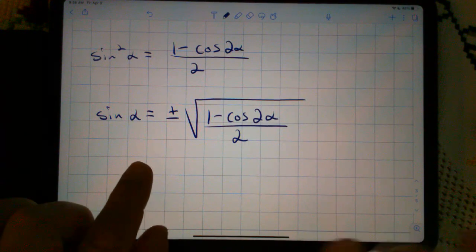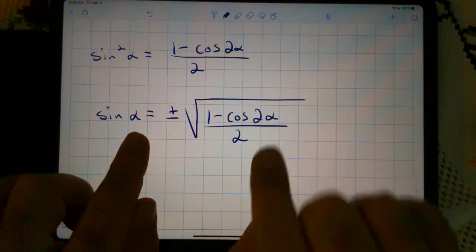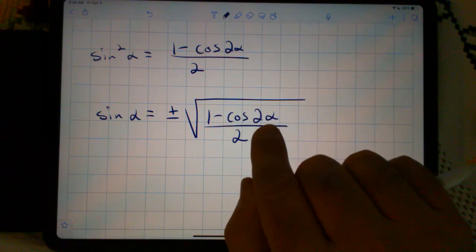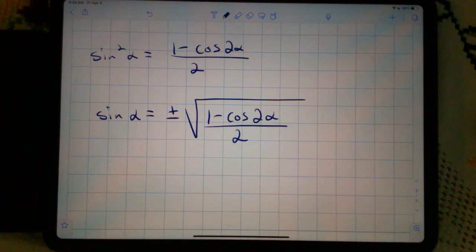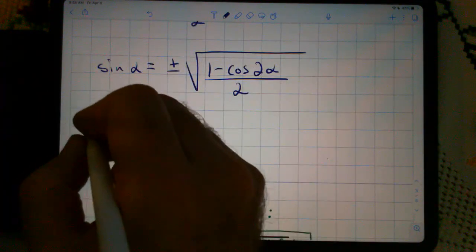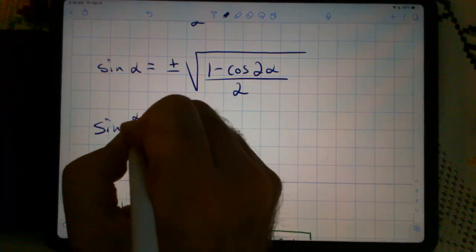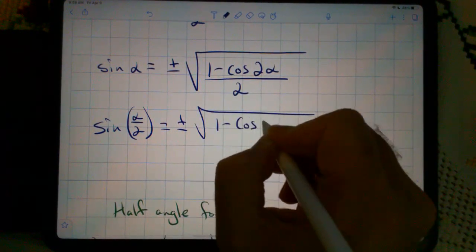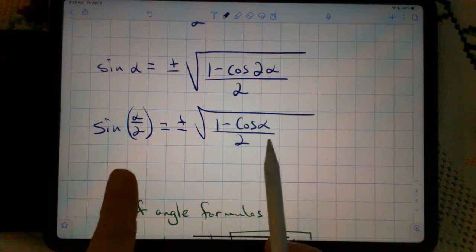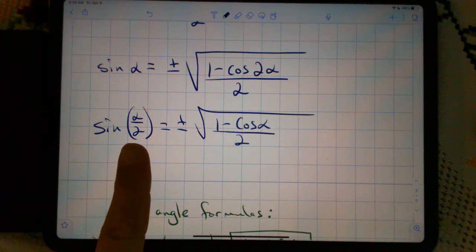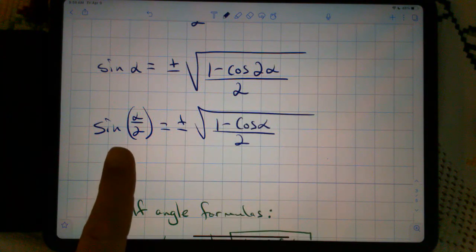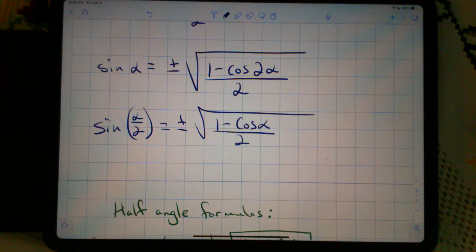Since this is good for any angle alpha, and since this alpha angle size is twice as big as this alpha angle size, this is definitely a true statement. But also, this is a true statement, so long as this angle is half as big as this angle, we are fine. Now this plus or minus depends upon what quadrant you are in. Remember, sine is positive in quadrants 1 and 2, negative in quadrants 3 and 4.